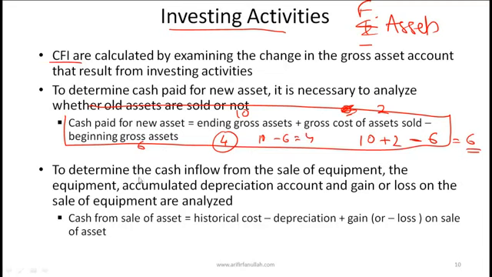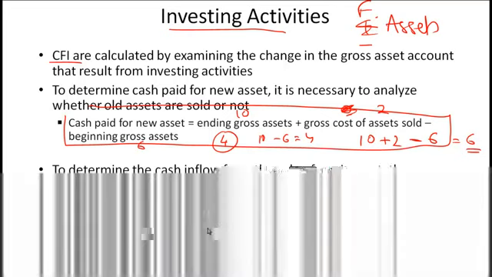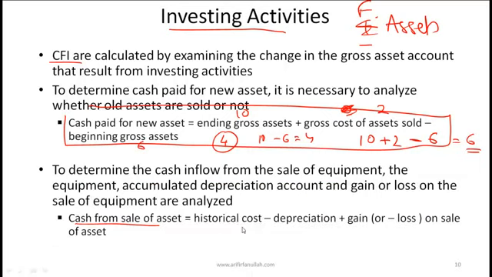To determine the cash inflow from the sale of equipment, the equipment accumulated depreciation account and gain or loss on the sale of equipment must be analyzed. So here is another relationship to learn. The cash that you generate from the sale of equipment is equal to historical cost. This is how much you originally paid for your asset, or often the gross value of the asset that you sold. Typically the historical cost is the value at which you initially record your asset on the balance sheet.